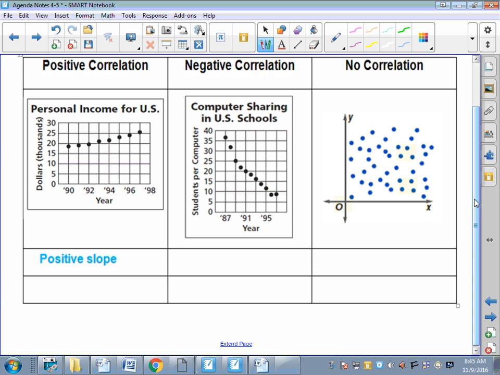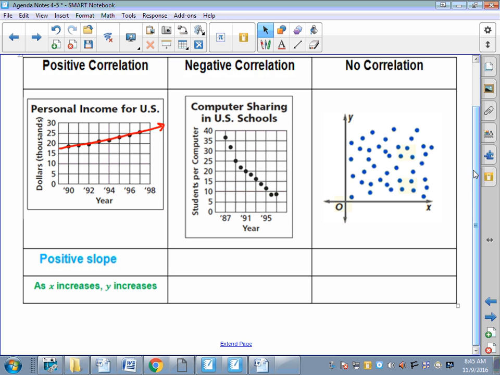Notice on this personal income, I could make a pretty good line of fit through there. My line's a little wavy, it looks like it touches most of the dots, but not quite. It's not exactly linear. And we would say as x increases, y increases, or as the years increase, the personal income in dollars increases. They'll also mention a strong or a weak correlation. Strong means that the dots are really, really close to the line. Weak means they're kind of all over the place, but they still look like it, like our test grade and studying one.